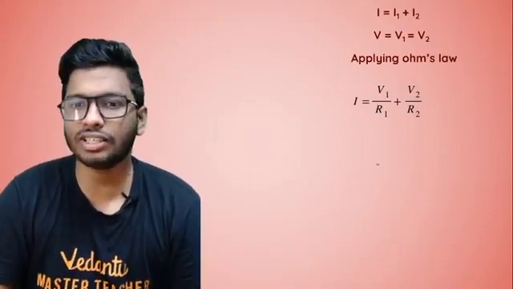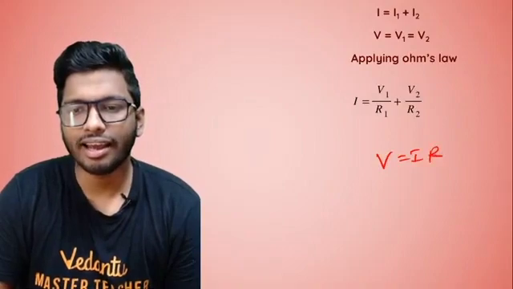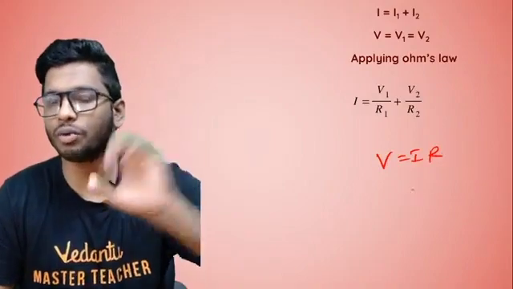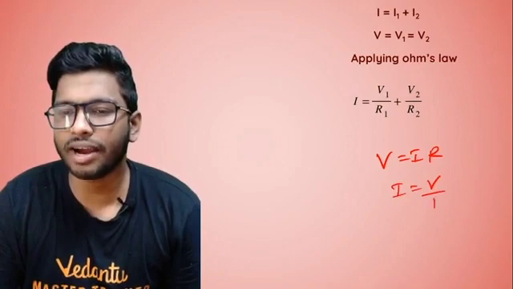Now, what is Ohm's law? V is equal to I into R, right? Now, I want to find out what is I. I want to find out what is the current. So, I is equal to what? V by R. All right.